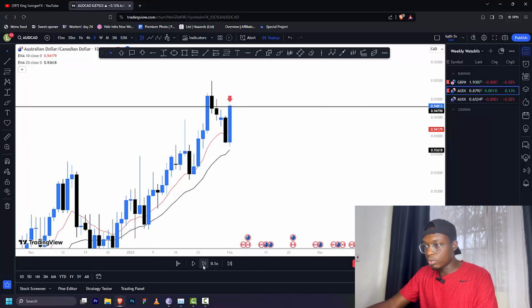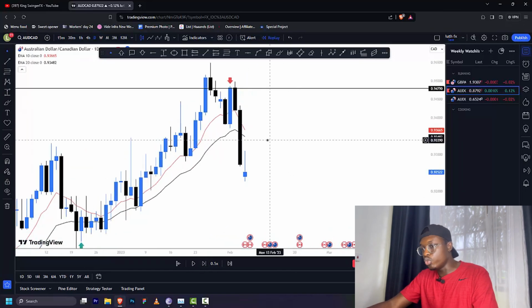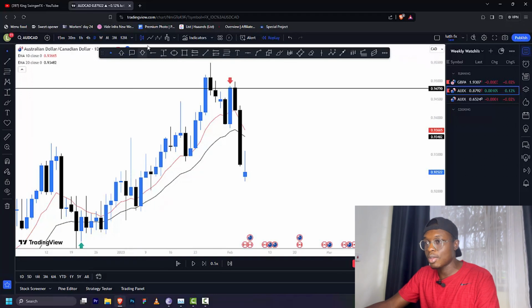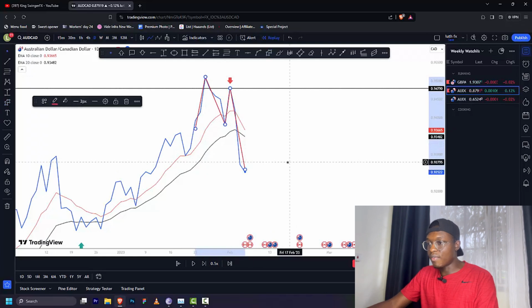You saw the market now forming a huge M formation, right? And if you don't see it well on the candlestick pattern, what I tell my mentees is to switch to the line chart. When you switch to the line chart, you can clearly see this beautiful M formation here. Now we have our M formation complete.